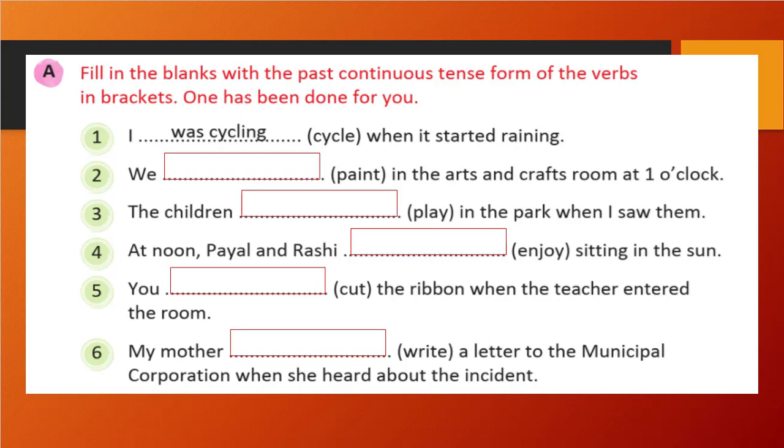Right here you can see the verbs are given in each sentence: cycle, paint, play, enjoy, cut, and write. So those are the verbs given. We need to write with the past continuous tense. So cycle. Cycle is the main form. So what is the ing form? It is cycling, and we will use the be verb as was.